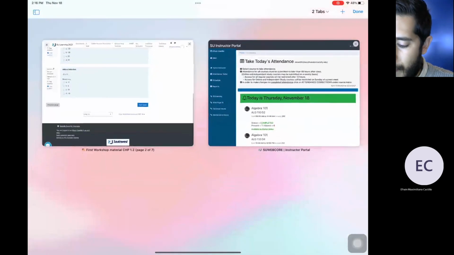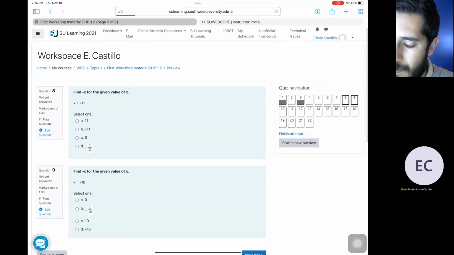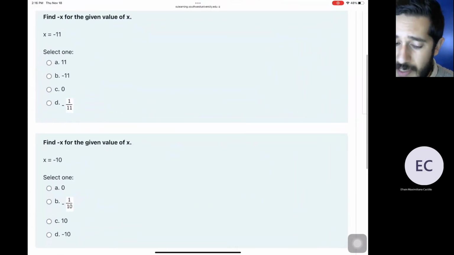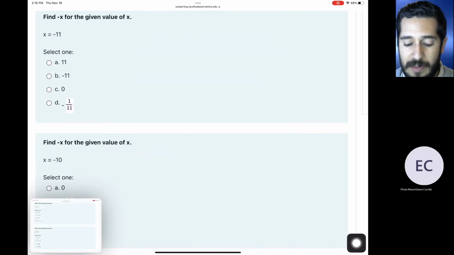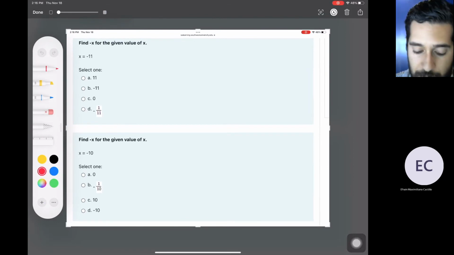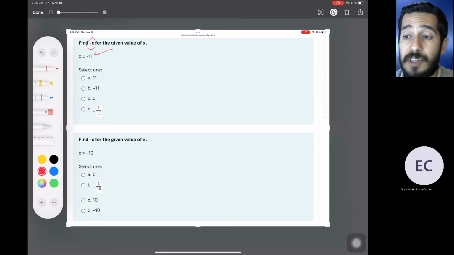We get a new set of examples here. Okay, when the problem says find negative x, that is a written way to request the opposite. So if it says find negative x, we're trying to find the opposite of the given number. In this case, the given number is negative 11. So the opposite is going to be the opposite sign.